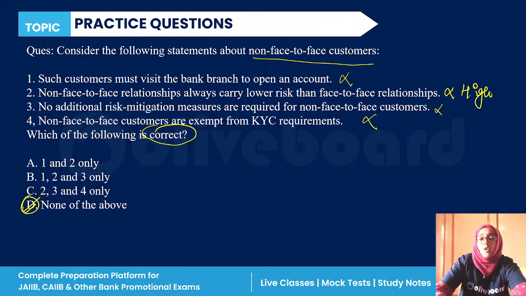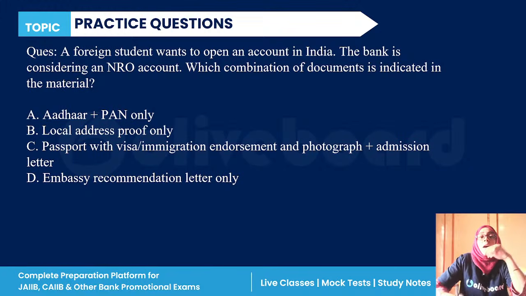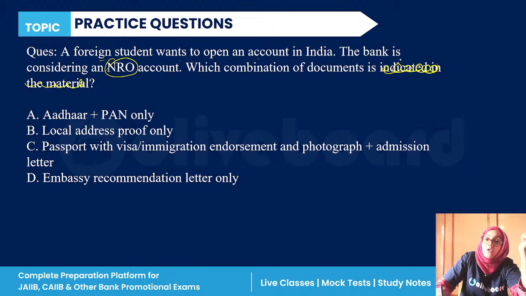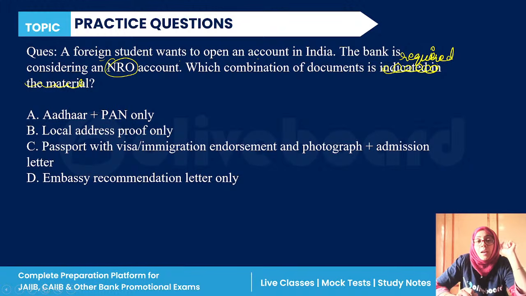Right. Now let's talk about the next. A foreign student wants to open an account in India. The bank is considering opening an NRO account. Which combination of documents is indicated in the material? Or which of the documents is required? You just have to answer which of the documents is required.